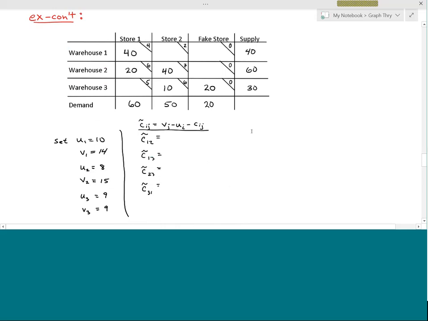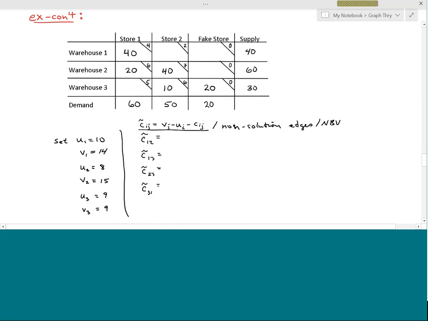These are called your non-solution edges, or the not basic variables.